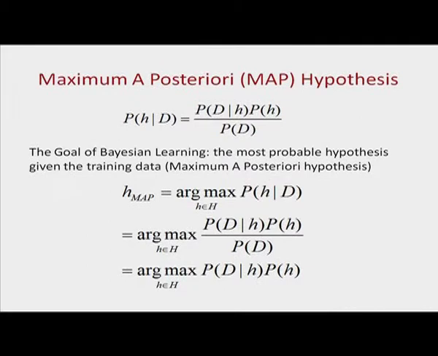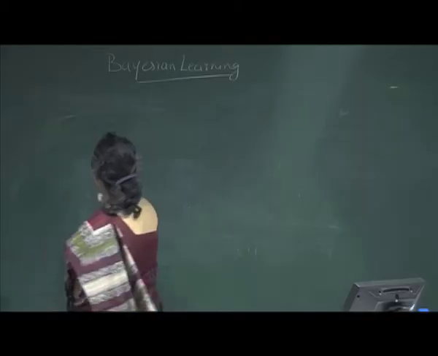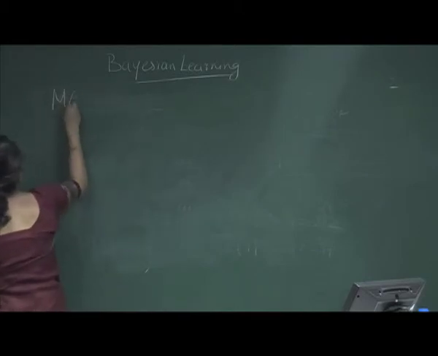Now, the goal of Bayesian learning: how can Bayes' theorem be applied to find a hypothesis in machine learning? Based on Bayes' theorem, we can find out the most likely hypothesis, which is called the maximum a posteriori hypothesis.